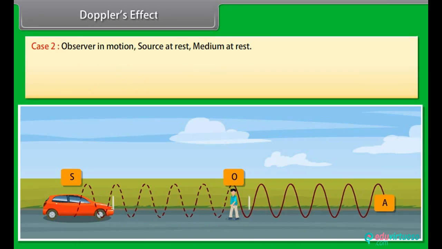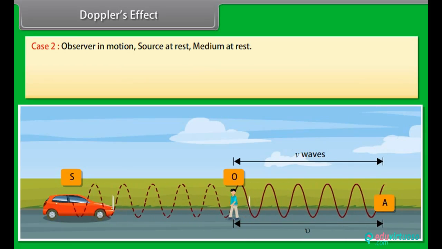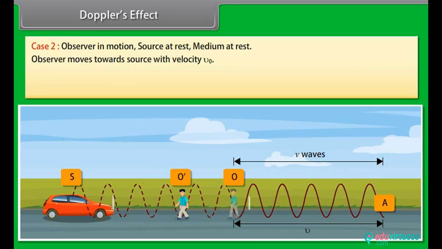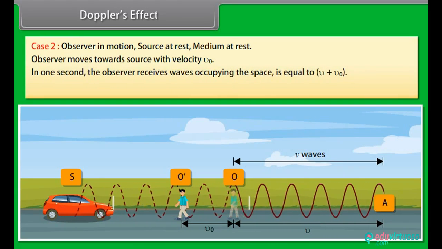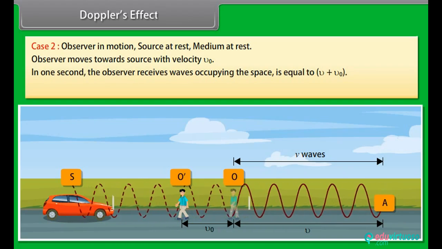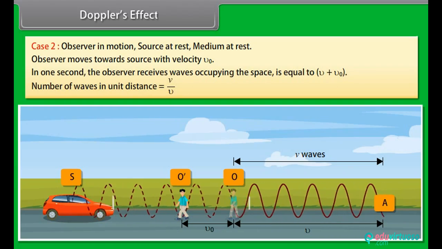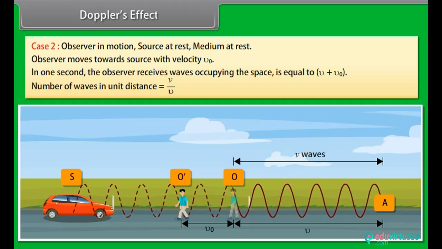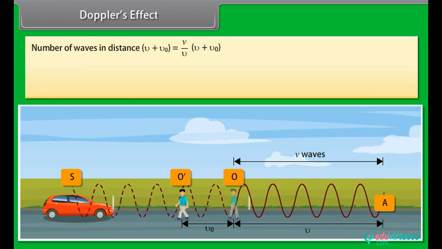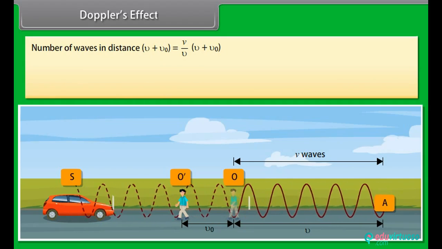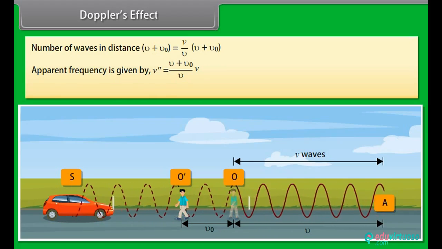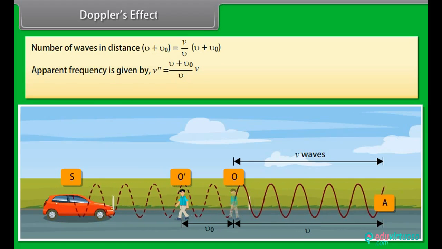Case 2. Observer in motion, source at rest, medium at rest. The observer moves towards the source with velocity v0. In 1 second, the observer receives waves occupying the space equal to v plus v0. Number of waves in unit distance is equal to nu upon v. Number of waves in distance v plus v0 is equal to nu multiplied by v plus v0 upon v. Apparent frequency nu double dash is equal to v plus v0 upon v, multiplied by nu.